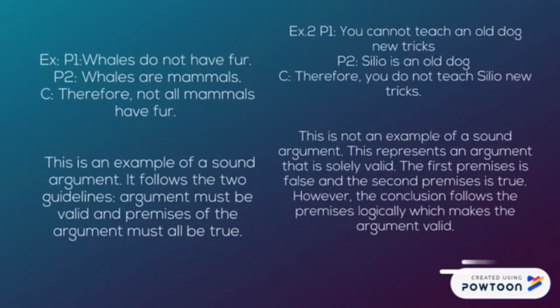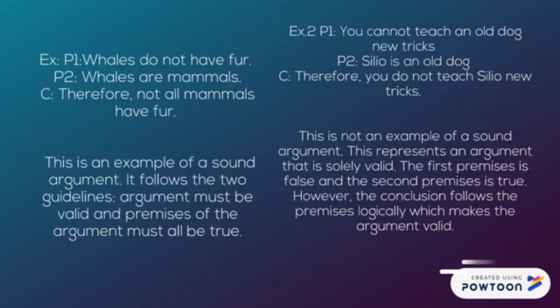Example 1. Premise 1. Whales do not have fur. Premise 2. Whales are mammals. Conclusion. Therefore, not all mammals have fur. This is an example of a sound argument because it follows 2 guidelines. The argument must be valid and the premises of the argument must all be true.